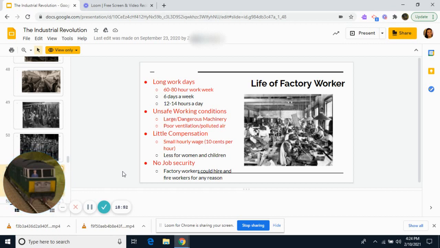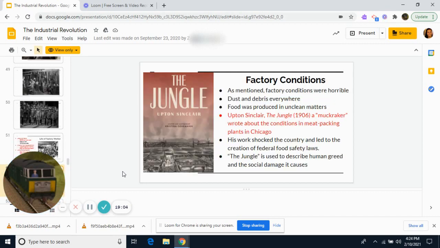and fire workers for any reason. If you're hired, then you could join the team. If you're fired, then you have to find another job or something like that. Or it could be a stay-at-home mom or dad, doesn't really matter. Or you can take care of yourself.